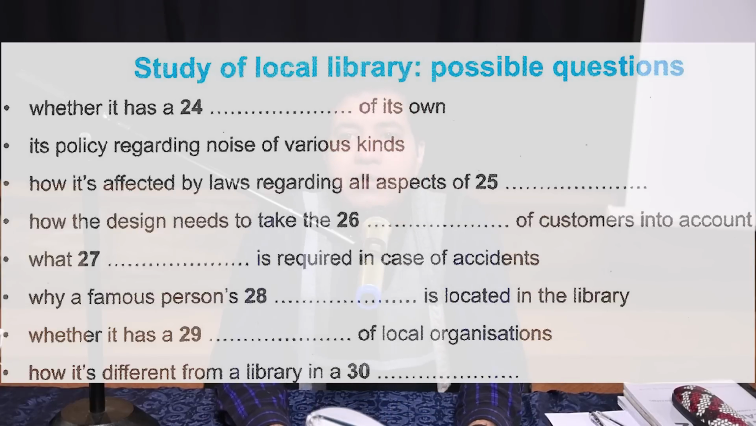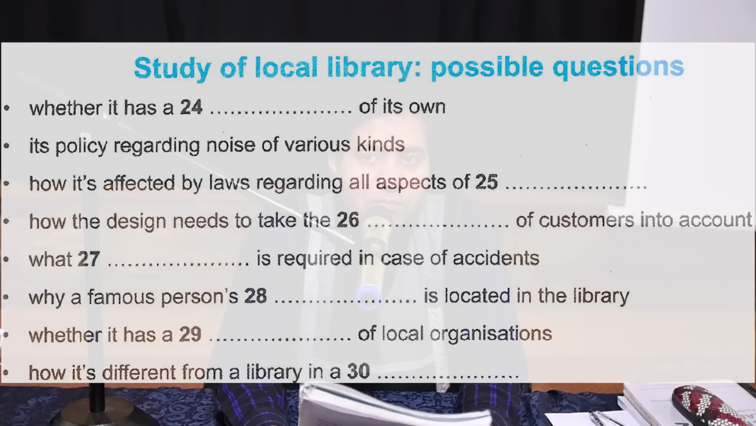Then there are other issues relating to the design of the building and how customers use it. Like, what measures does the library take to ensure their safety? They'd need floor coverings that aren't slippery and emergency exits, for instance.